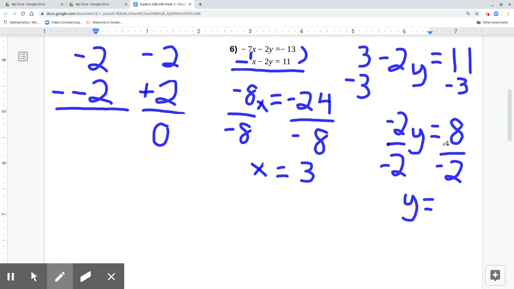Watch out for your positive and negative signs here. Make sure you have the correct sign on your answer. So I have y equals -4. So now I'm ready to actually write the answer, which will be a coordinate pair with my x number listed first, 3, comma, -4.